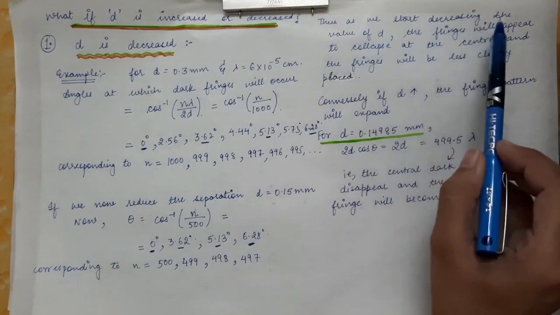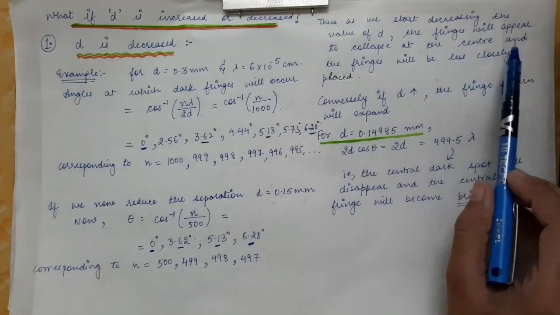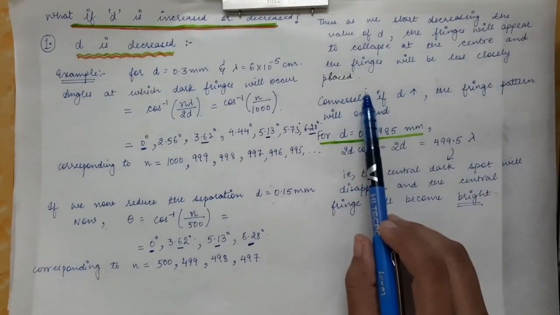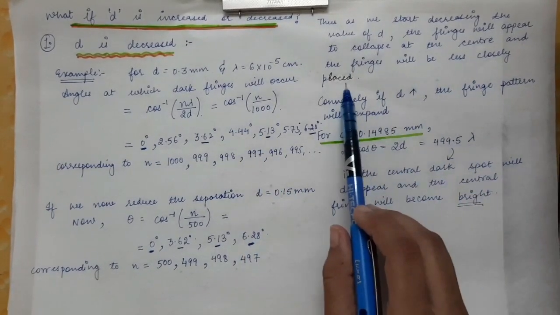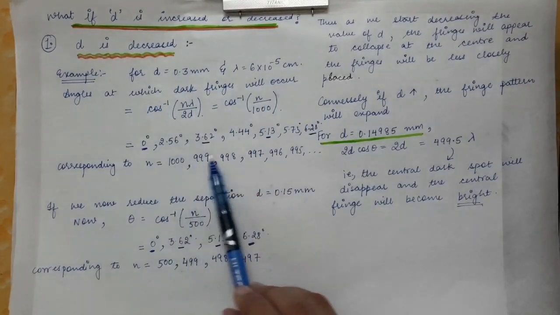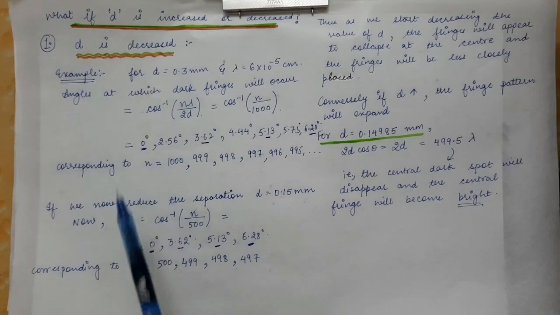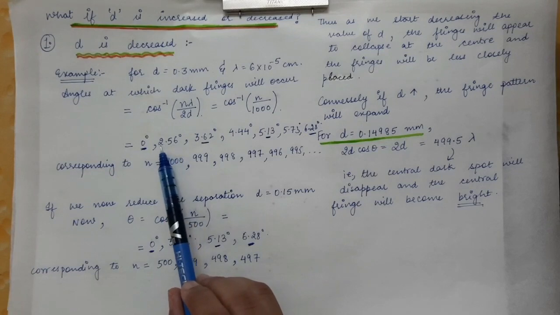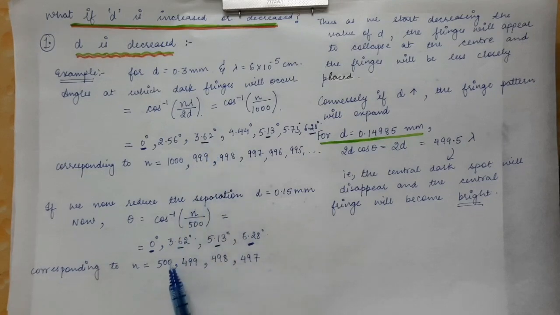So as we start decreasing the value of d, the fringes will appear to collapse at the center and will be less closely placed. The fringes in the first case will be more closely placed as compared to the fringes in the second case where we have decreased the distance. You can clearly see that the central fringe occurs at 0, the first dark fringe occurs at 2.56 and the second dark fringe occurs at 3.62, but over here the first dark fringe occurs at 3.62.